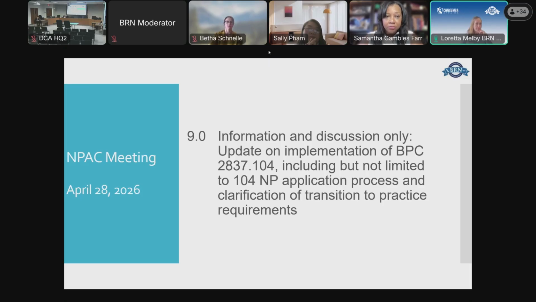You can apply through that application and then follow up with an email to licensing, and we will work with you to get that done. But understanding that there are 3,103 NPs that are wanting to move to a 104 NP, you will be one of 3,000 in that email box.